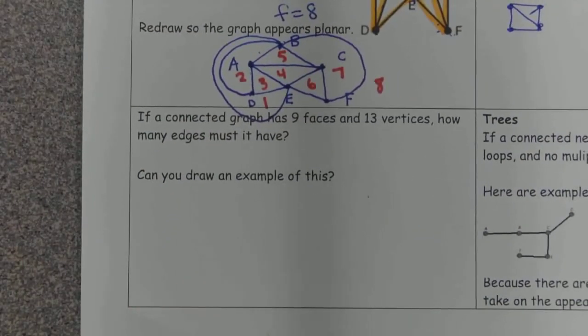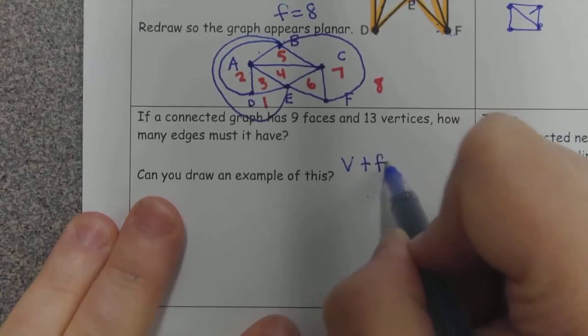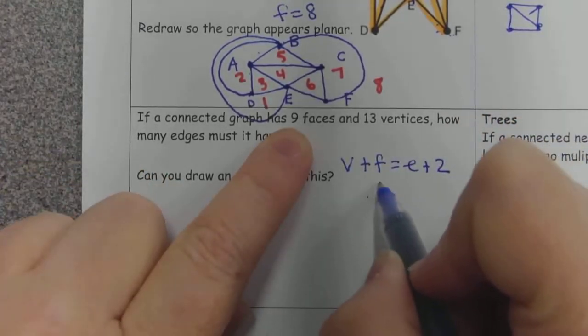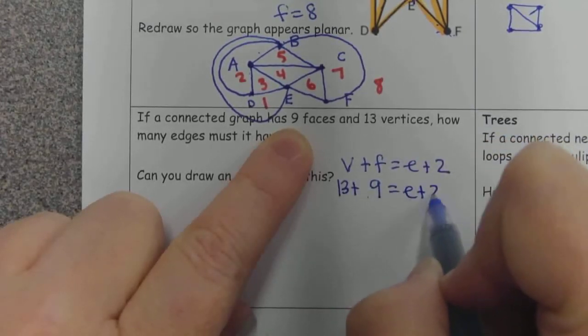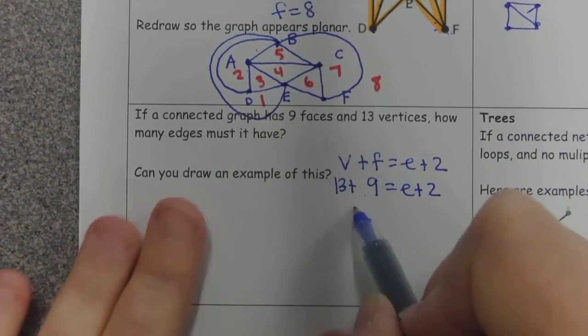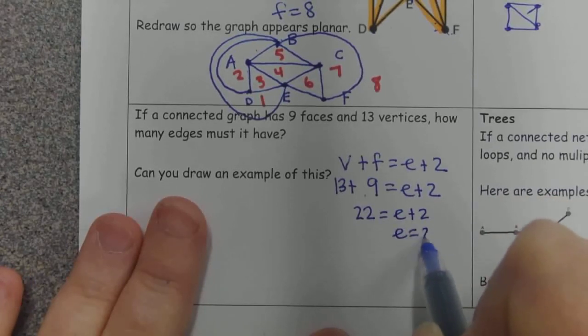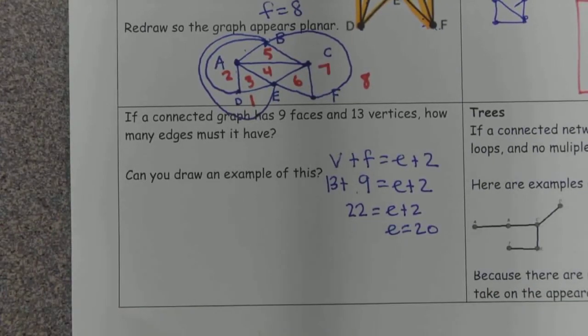Okay, next problem. If a connected graph has 9 faces and 13 vertices, how many edges must it have? So again, vertices plus faces equals edges plus 2. So we have 9 faces and 13 vertices. So this equals 22. So the edges have to be 20. Okay, so we have 9 faces, 13 vertices.